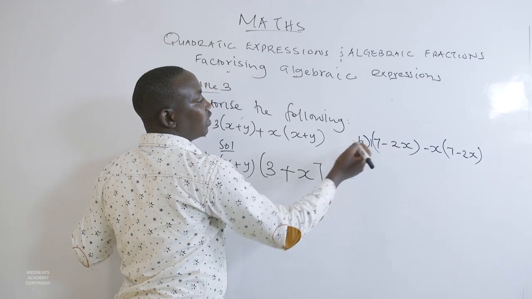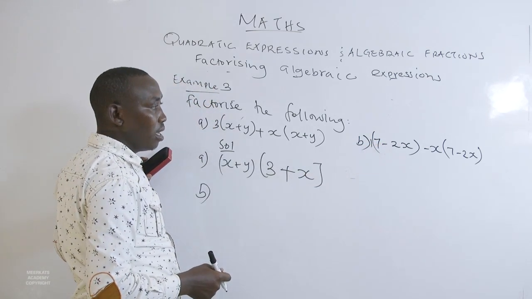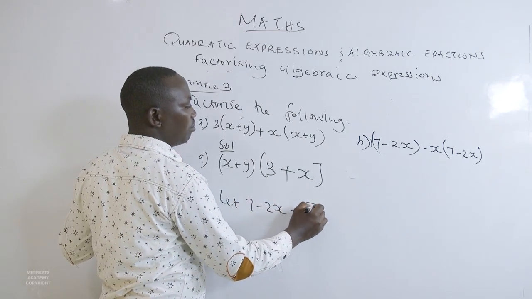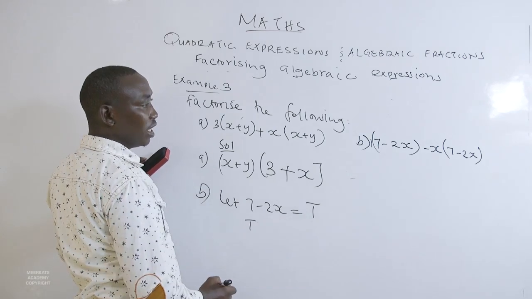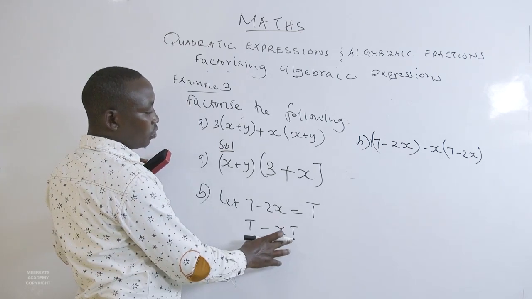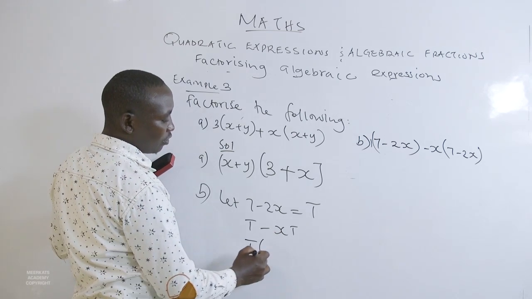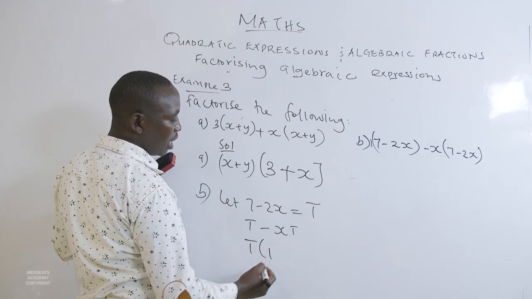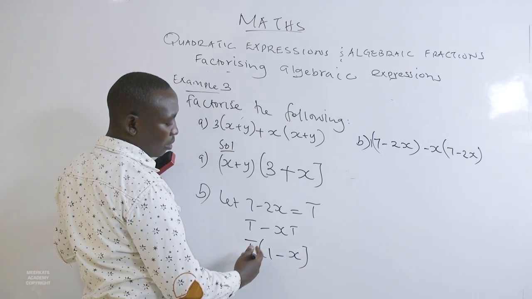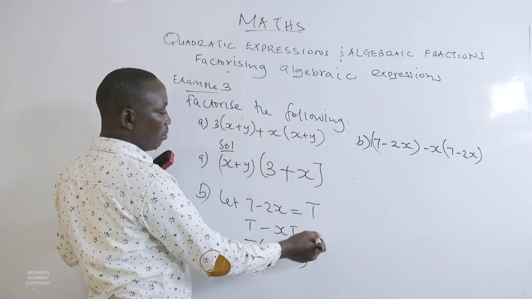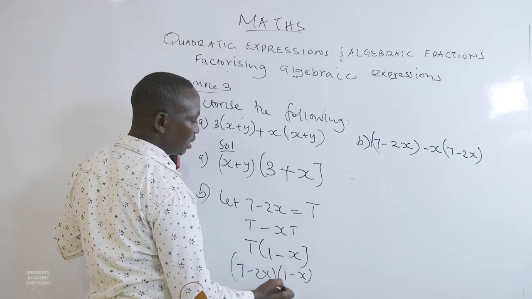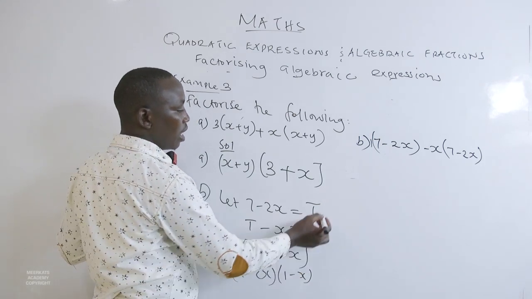Number B, the same can take place. This is like the coefficient of 7 minus 2x is 1. And if we let 7 minus 2x be something like t, then that means we'll be having t subtract x t. Now for us to factorize this, we must factor out t, because t will be common, and this will give us 1 minus x. Replacing the value of t, our t is 7 minus 2x, so we'll have 7 minus 2x into 1 minus x, and we will have factorized.